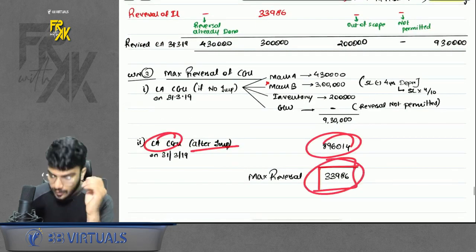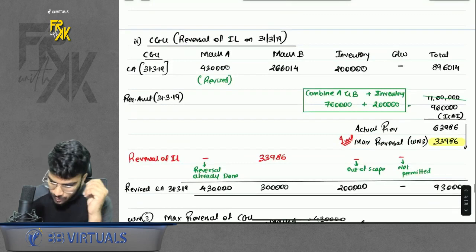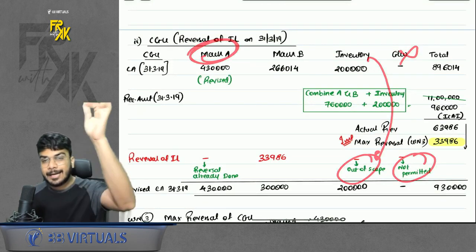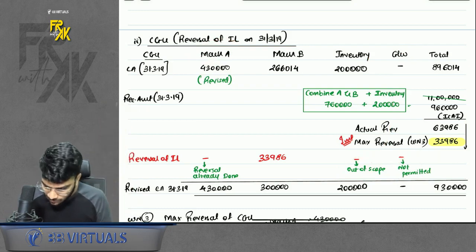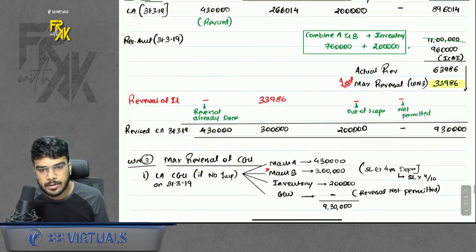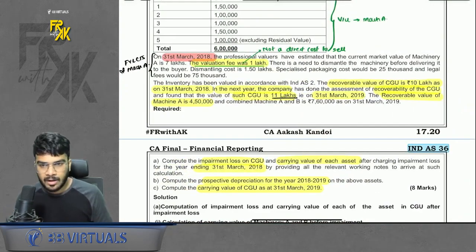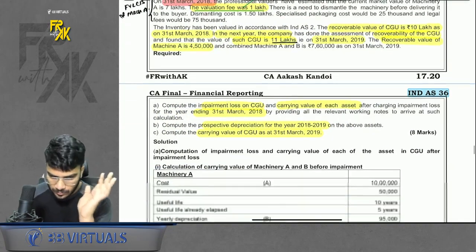So this reversal will be allocated between whom? Goodwill, reversal not permitted. Inventory, it is out of scope. And for machine A, individual reversal is already done. So this reversal is only for machine B. Do remember this point. Again, I am saying I have just given an overview of this question. It is not a replacement for writing practice. Do write in practice. Okay.